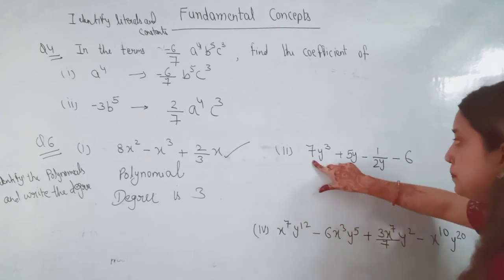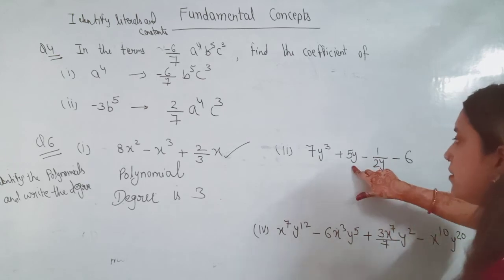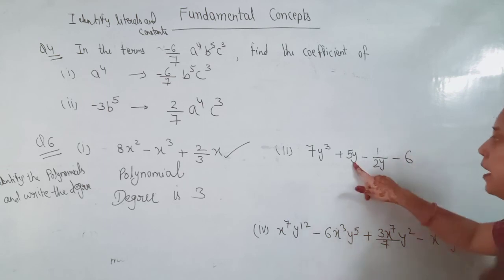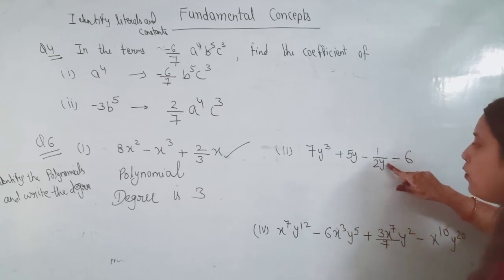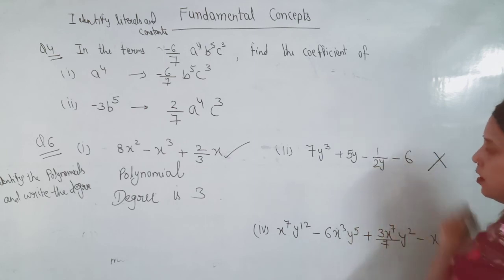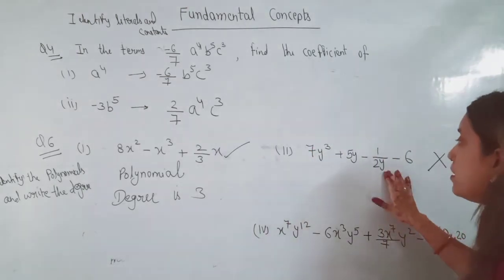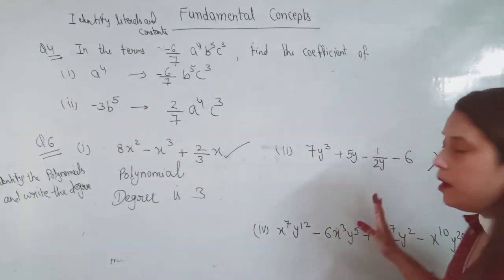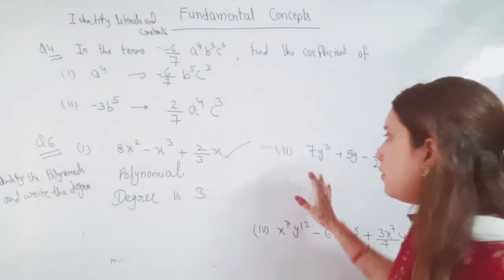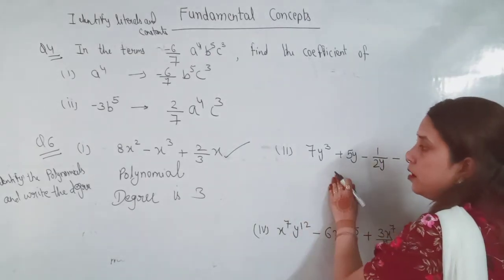Okay, in the second part, first we will check whether this is a polynomial. So let's check. The degree of y is 3. The degree of y in the second term is 1, a whole number, and 3 is a whole number, but in the third term the degree of y is minus 1. So this is not a polynomial. If the degree is a whole number, the given expression will be a polynomial, otherwise it is not a polynomial. So the second part is not a polynomial.